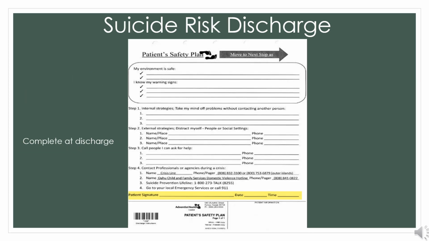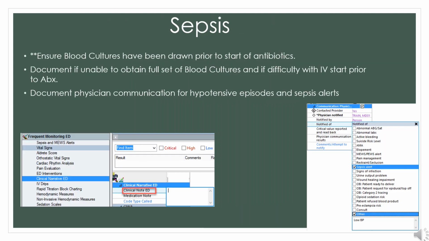The patient safety plan is to be completed upon discharge. Ensure that the patient signs, dates, and times the form. For potential sepsis patients, always ensure blood cultures are ordered and drawn prior to starting antibiotics.